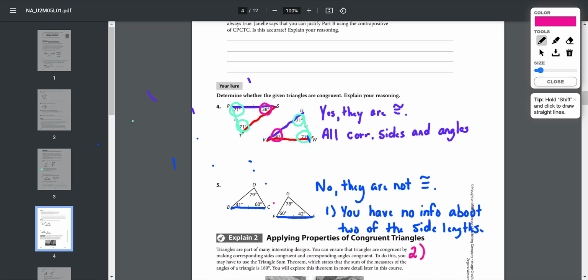And then number 2, two of the angles have different angle measurements. So for instance, angle B is not congruent to angle E. And you can say the same thing, angle D is not congruent to angle G. Again, only one of these things has to be true for these triangles not to be congruent.